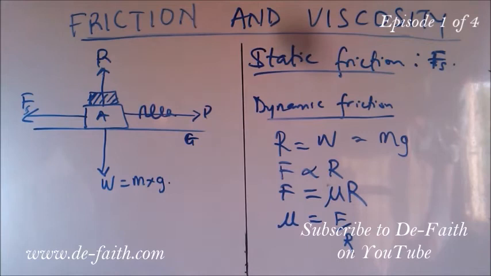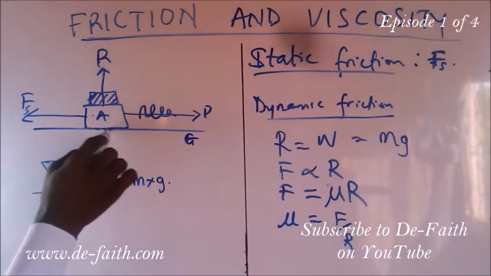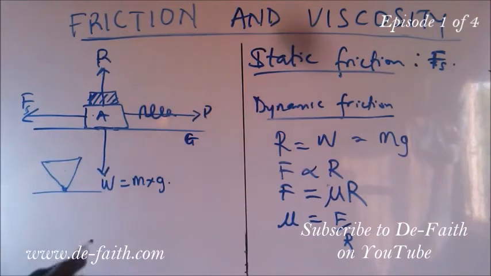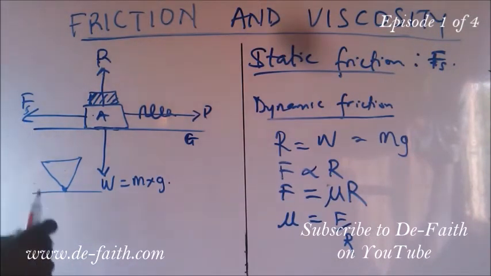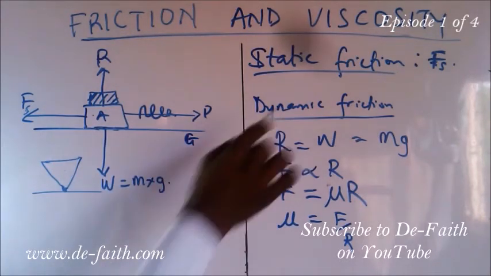in that direction. Number two is that it is independent of the area of the surfaces in contact, and then it depends on the nature of the surface. So if the surface of this one is rough, we'll find out that we will have so much frictional force that will be limiting A from moving in this direction.